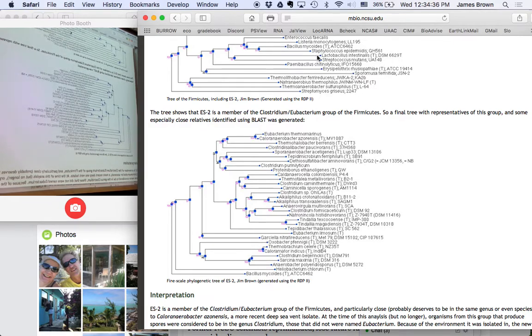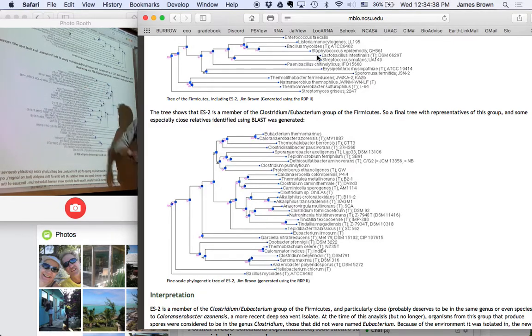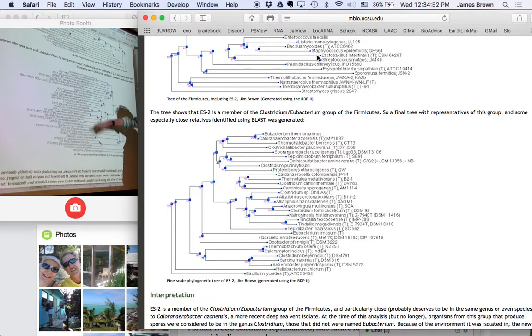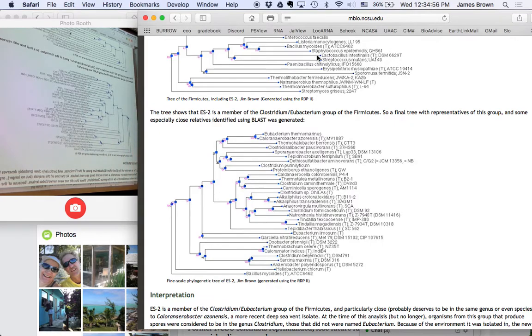What can you tell about this organism, ES2, based on this phylogenetic placement, without knowing anything else about it? What kind of a cell wall do you think it has? Pretty positive, right? These are all Clostridia, Eubacterium. You know what the cell wall of those things looks like. How many chromosomes do you think this thing has? One, because these organisms typically have a single major chromosome.